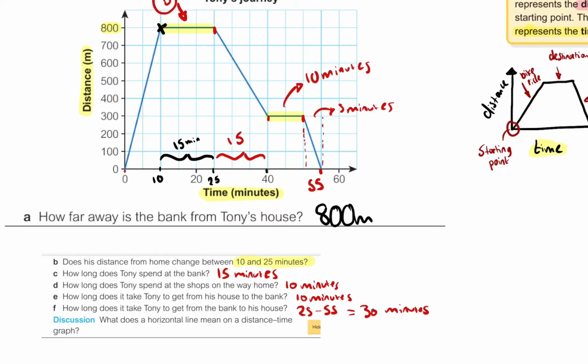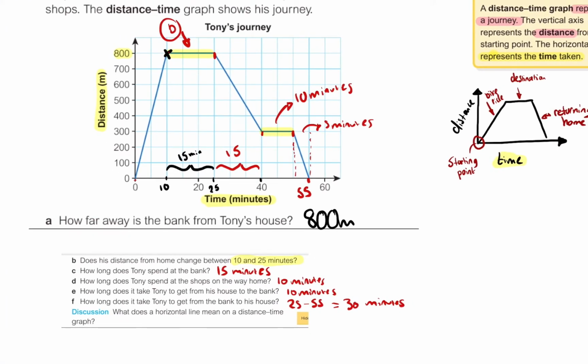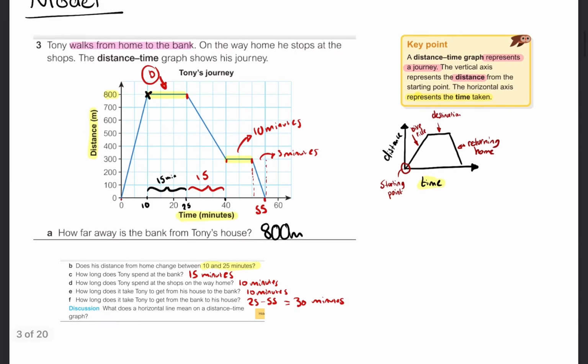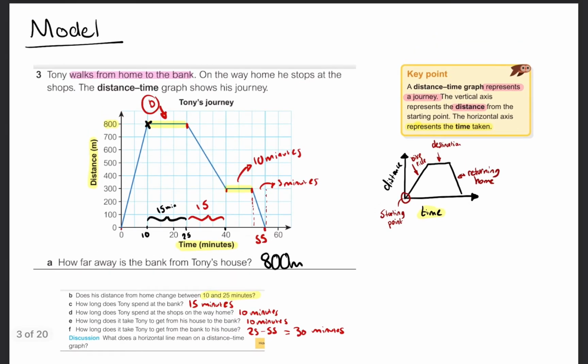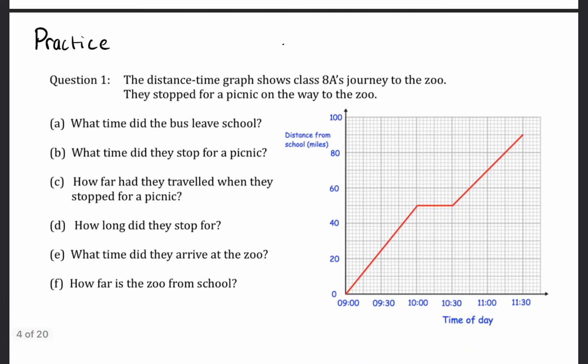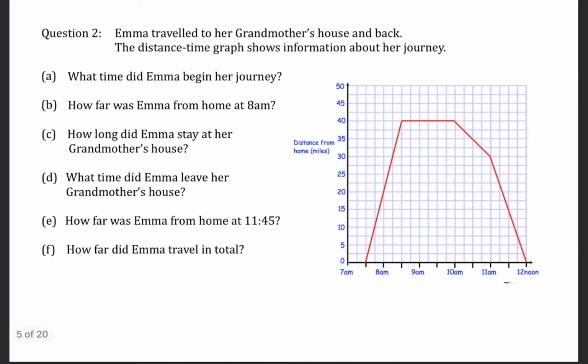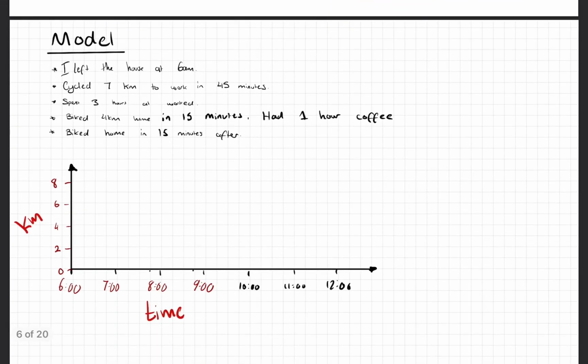Okay, pause and reflect. What does a horizontal line mean on a distance time graph? I've already said it. Have a think, and then copy that down in your books as a key point. And now the model. You've got two practice questions, question 1 and question 2. Have a go at them, and then we'll do another model.